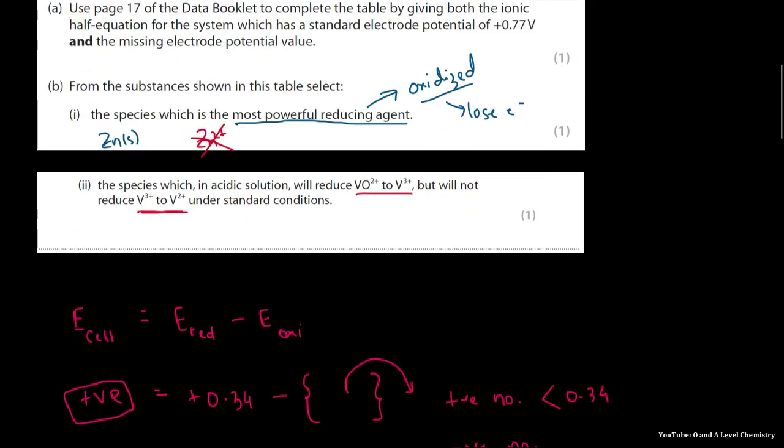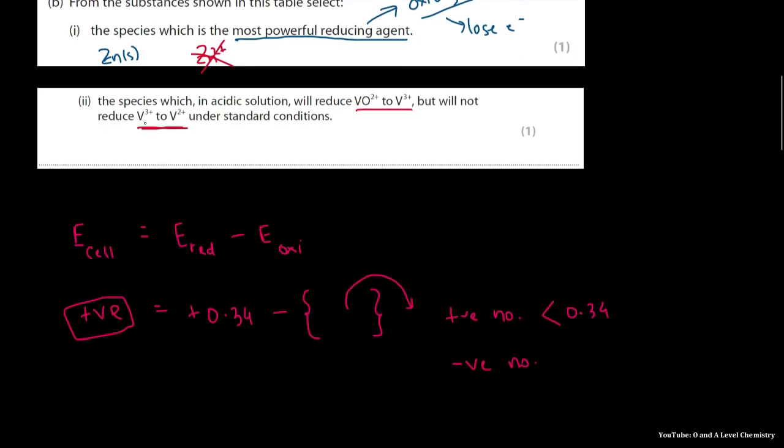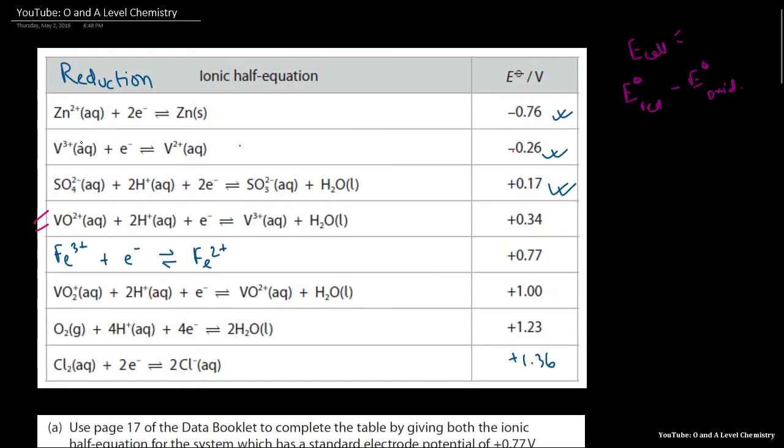So then I move on to the next hint. It cannot reduce V3 to V2. So this is out of the question now, because this is the guy being tested, so it can't react with itself, right? So this is gone. So I have two options, right?